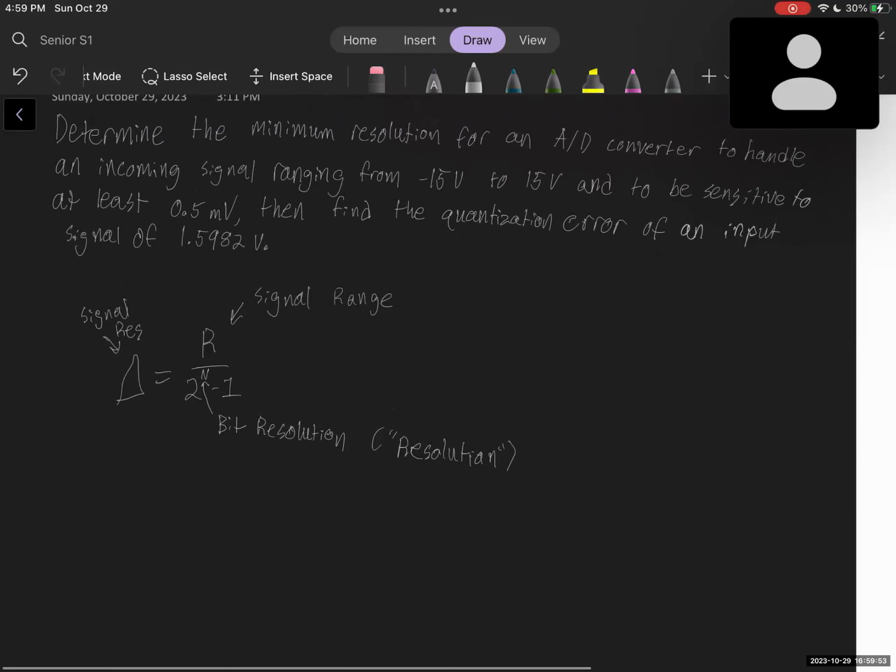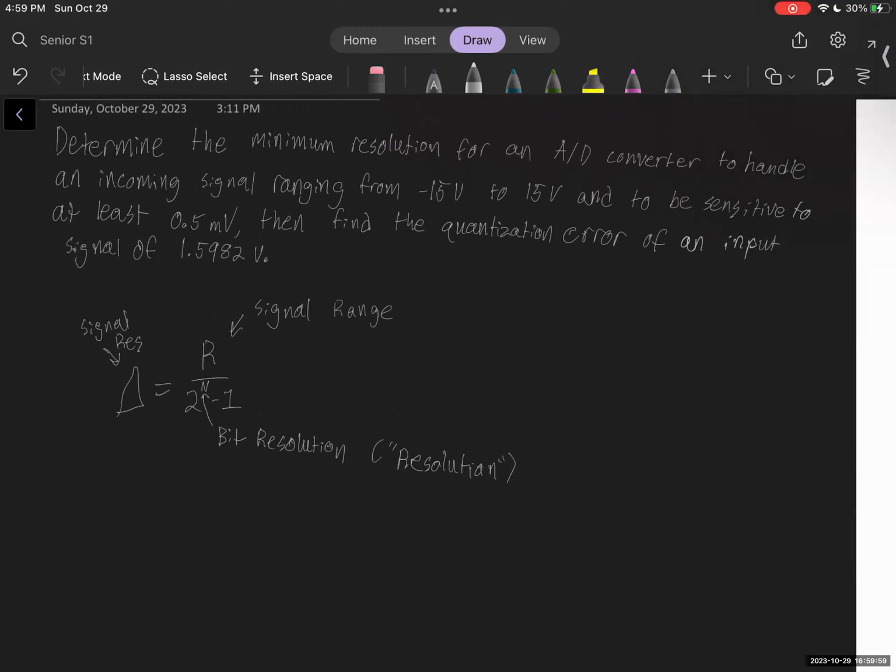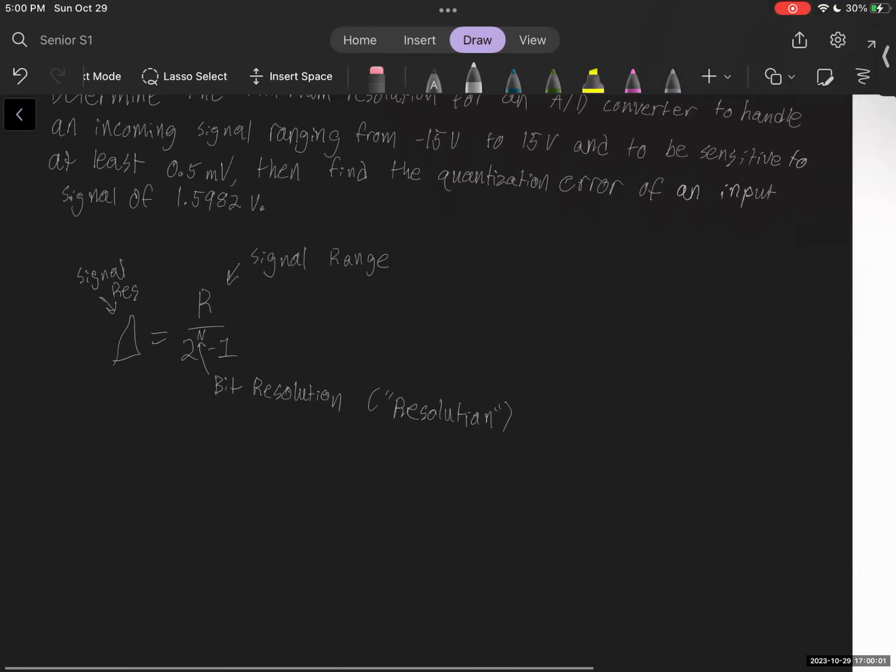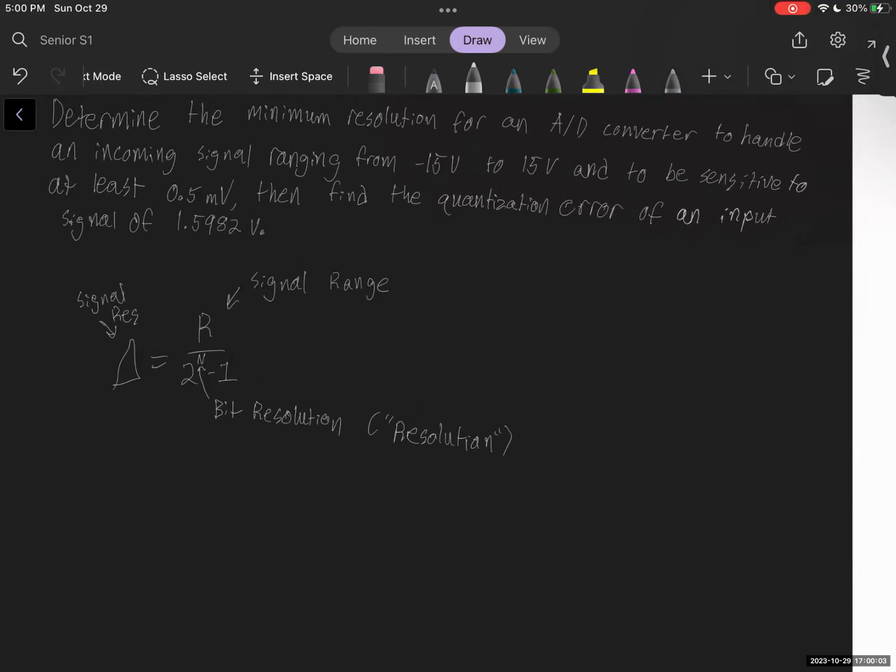So we want to solve for our N value. And how do we do that? The first thing we need to determine is our sensitivity. Our sensitivity that we're shooting for is 0.5 millivolts. So our sensitivity is equal to 0.5 millivolts.